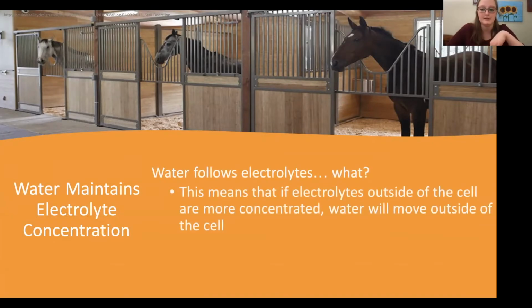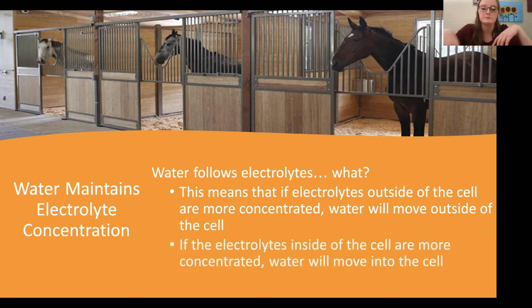Water follows electrolytes. So this means that if there are more electrolytes outside of the cell, so for example, the red blood cell, then water will move outside of the cell. Water likes to be where there's the most electrolytes possible because water sits in that area and dilutes out the electrolytes. The opposite is also true. If electrolytes inside of the cell are more concentrated, then water will move into the cell. So water follows where it can get as much electrolyte company as possible.